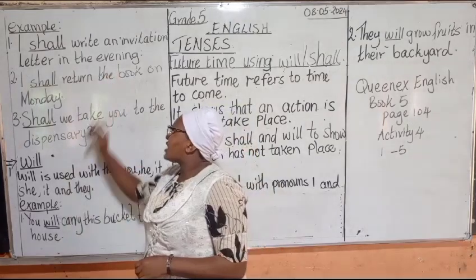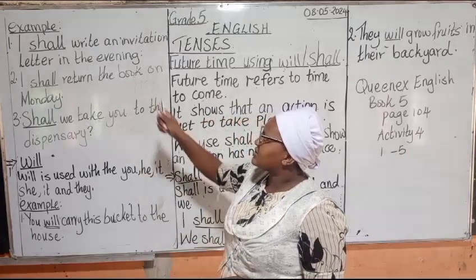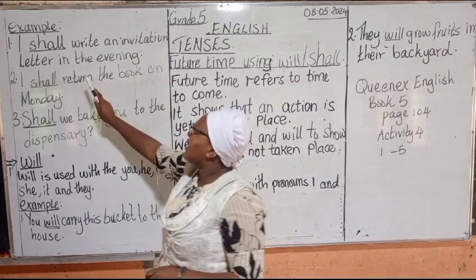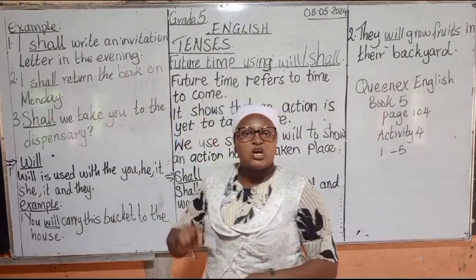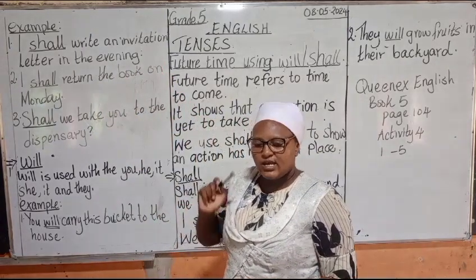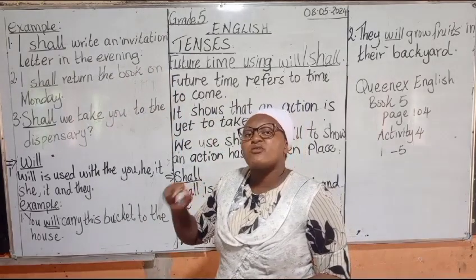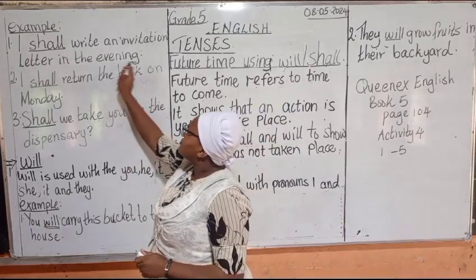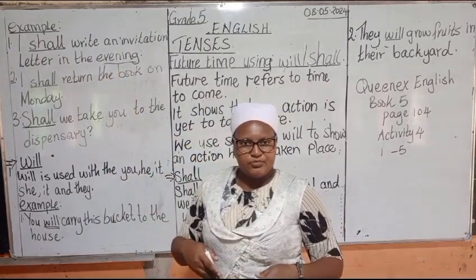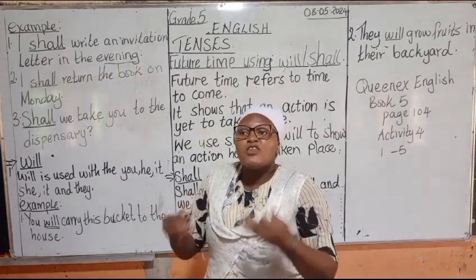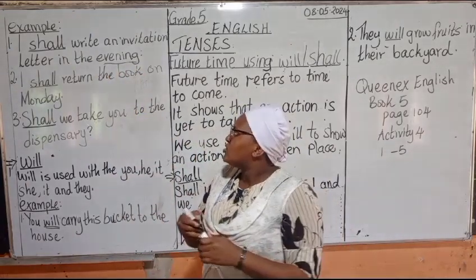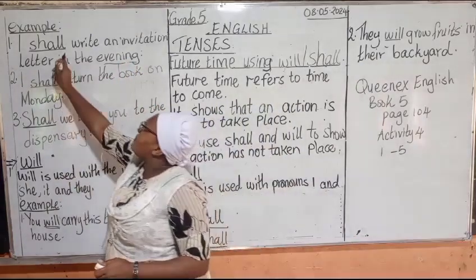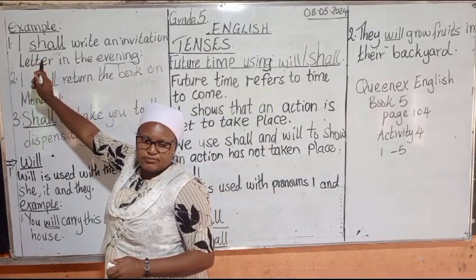Now I have examples that I've written here, and the first example reads, I shall write an invitation letter in the evening. When shall I write the invitation letter? In the evening. Evening has not come. It's not evening yet. Evening will come. It's time to come. So this is future. And therefore, the helping verb that I've used here is shall.